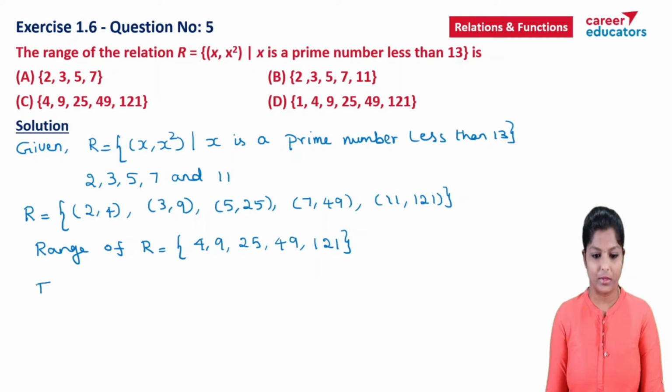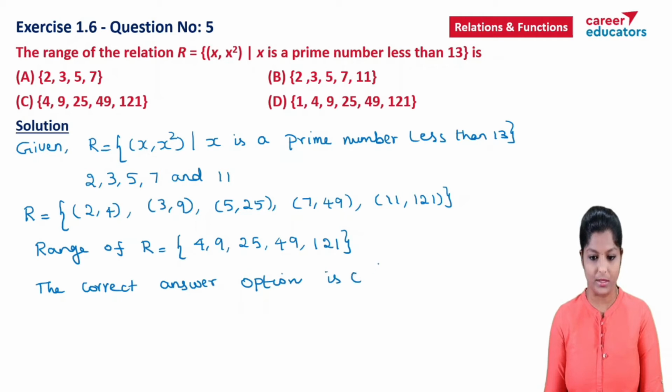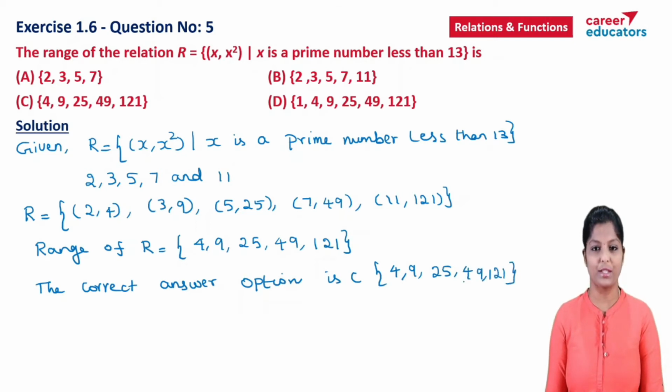So, the correct answer option is C. 4 comma 9 comma 25 comma 49 comma 121. That's all, we have completed this problem.